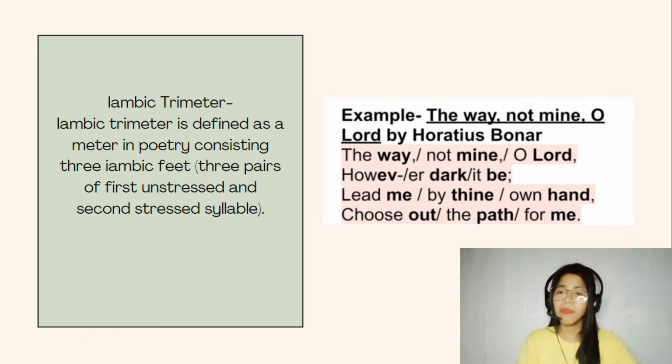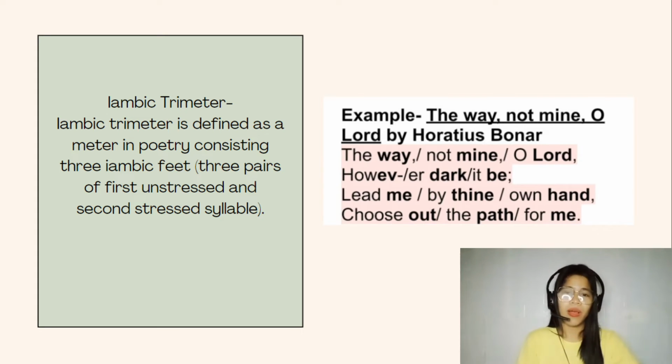Iambic trimeter is defined as a meter in poetry consisting of three iambic feet. From the word itself, tri, it's three. So again, it's three pairs of first unstressed and second stressed syllable. The example there is The Way Not Mine, O Lord, by Horatius Bonar.